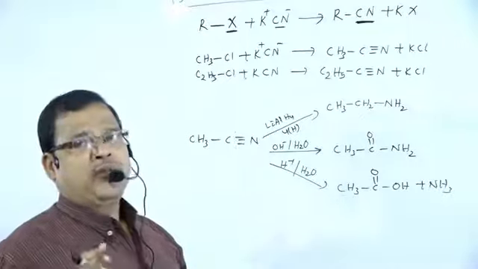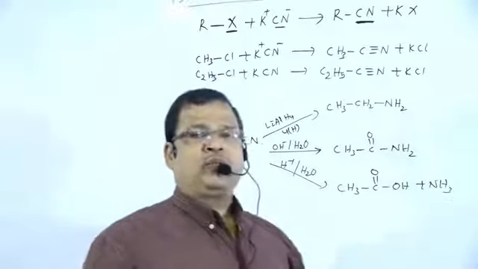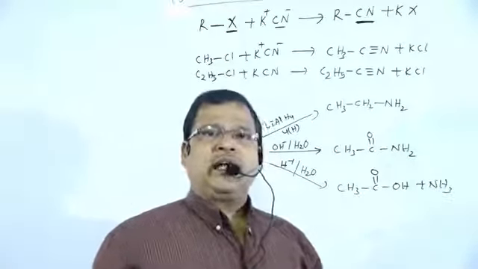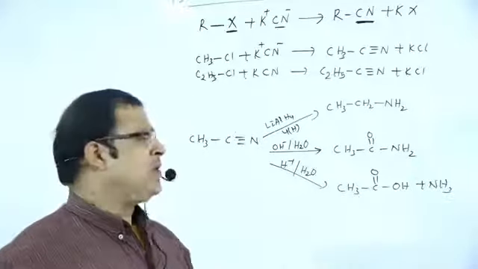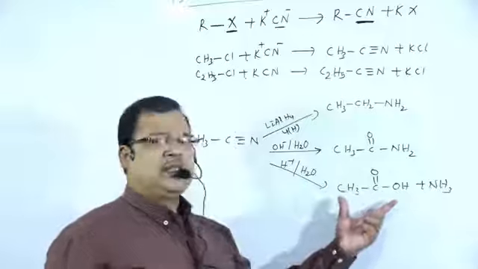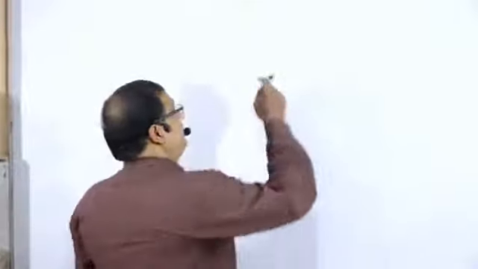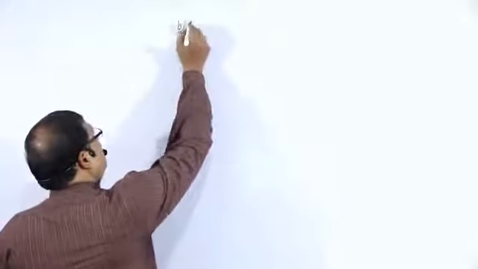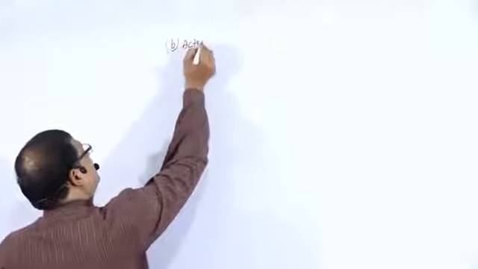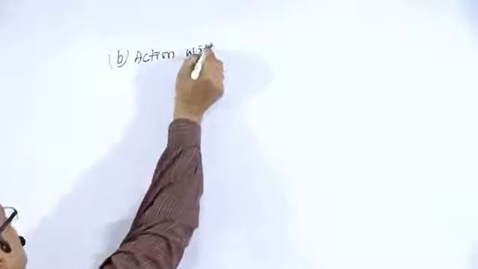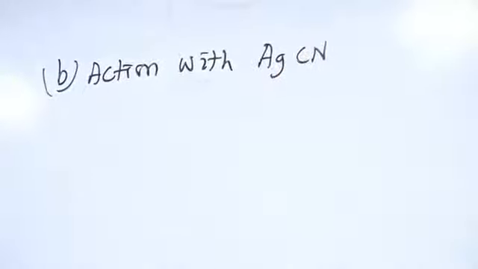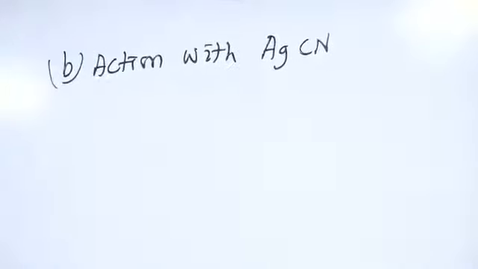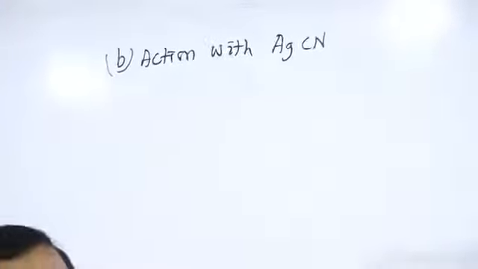Reduction gives rise to primary amine, base hydrolysis forms acid amides, and complete hydrolysis in the presence of mineral acid forms carboxylic acids and ammonia. Next, reaction with AgCN, silver cyanide. In the first case, we have seen the reaction with KCN.